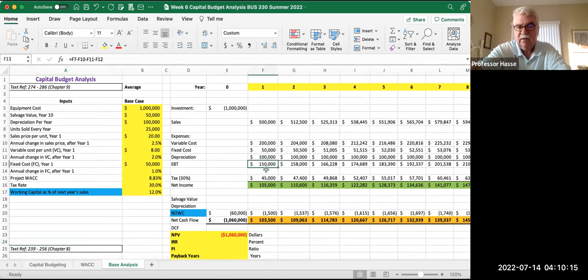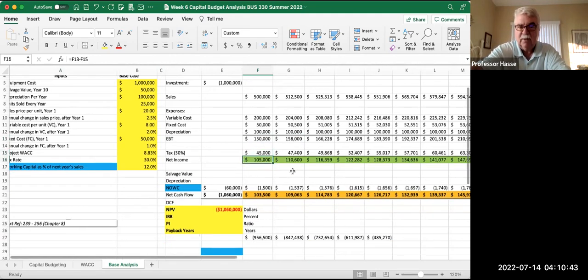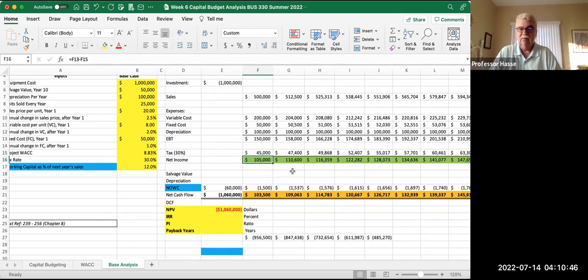And so our next line is earnings before taxes. So what this line takes is the revenue and subtracts out the expenses. 500,000 minus 250, 100,000. We're making a profit before taxes of $150,000. Then the next line takes that 30% tax rate times the earnings. It's 45,000 and subtract it. And now we have our net income for the project for every year. 105,000, 110,600, and so on.